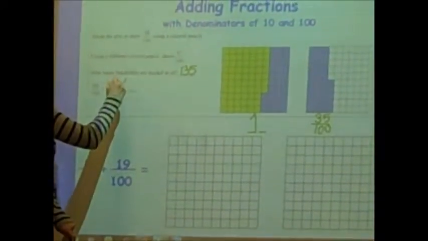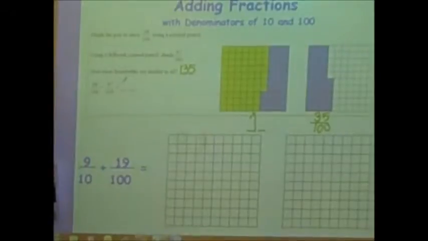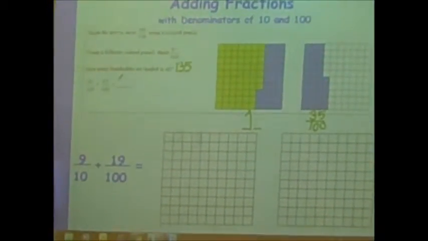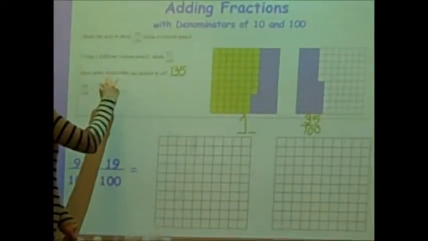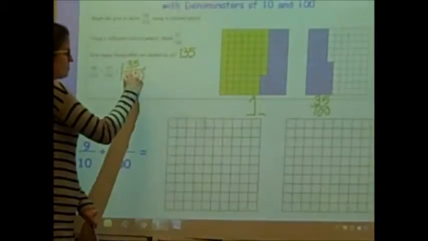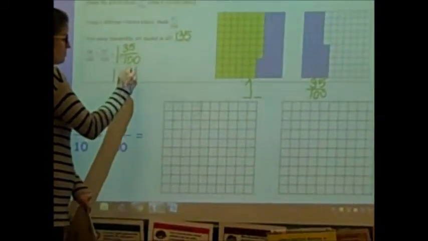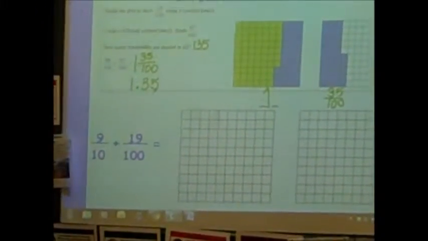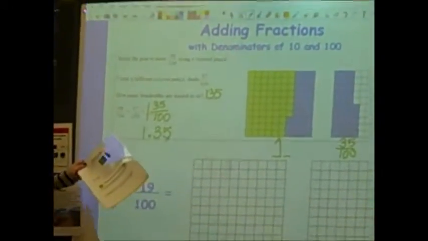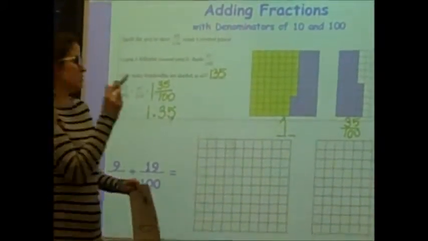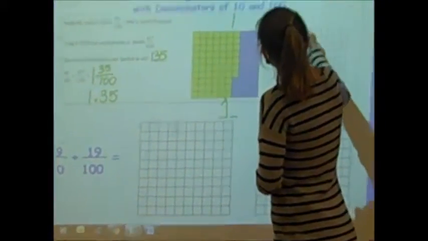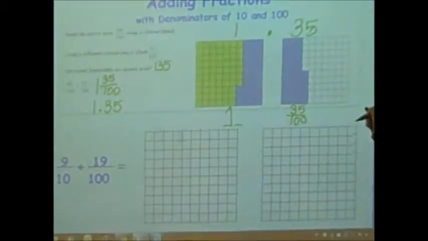Does anyone know how to write that as a decimal? 1.35. Exactly, and that's all they need to be able to go back and forth. They think we're trying to trick them. And we teach them that when we have a whole number, for the decimal point, you say "and." So if we were doing it as a decimal, 1 and 35 hundredths.